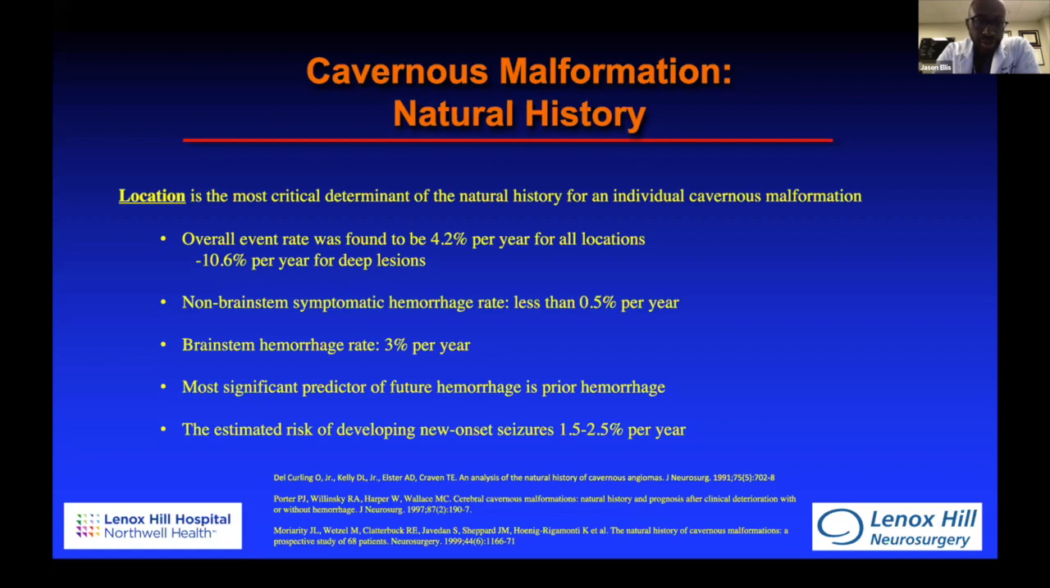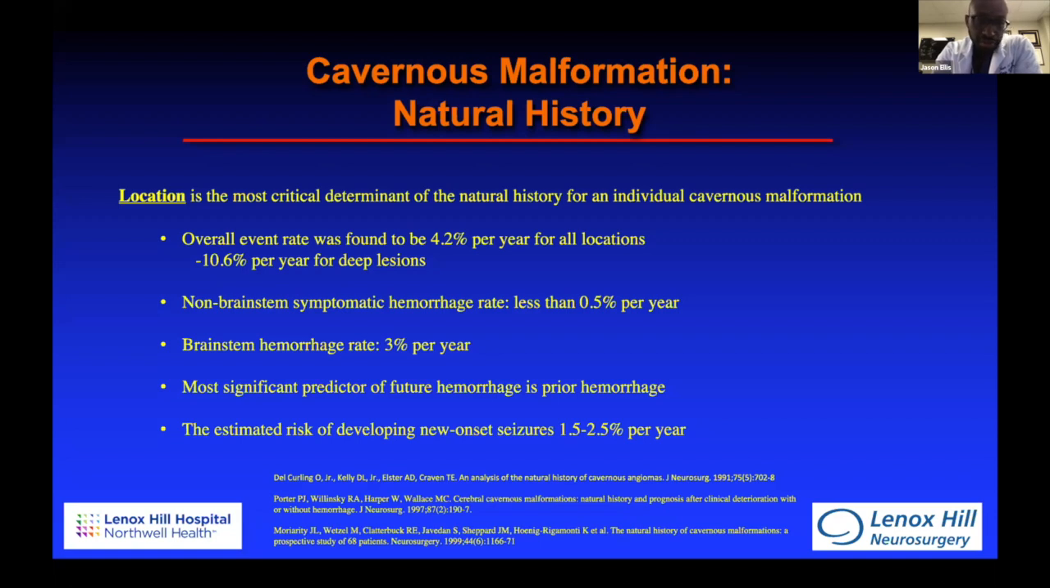Event rate really characterizes both symptomatic and asymptomatic hemorrhages. People can harbor these lesions and not know they have them. But for symptomatic bleeding from a cavernoma, it's really only about 0.5% per year, which is quite low. Brainstem hemorrhage rate is reported as a little bit higher, about 3% per year. And it's not clear if there's something inherently different about cavernomas or cavernous malformations in the brainstem.